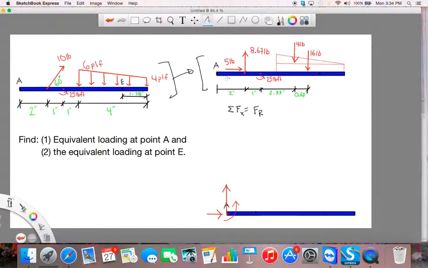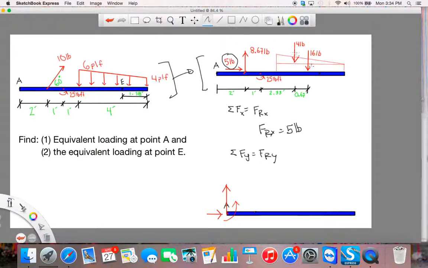So if I sum the forces in the x direction in this upper system, I get the force resultant that needs to occur in this lower system. I only have the 5-pound load, so my force resultant in the x direction is 5 pounds. I can do the same thing with the vertical loads.